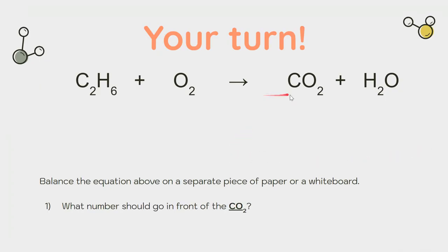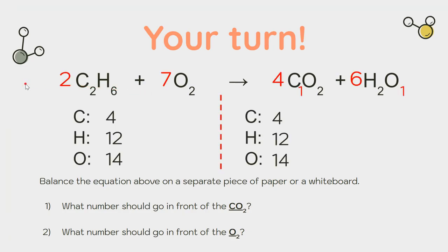First, what number should go in front of CO2? What big number will end up in front of CO2? And next, what big number should end up in front of O2? What number will balance the equation when it's in front of O2? Check your work and your answers based on what's on screen and pause the video if you need to. And that is the Unit 3, Section 1 EdPuzzle quiz on balancing chemical equations.